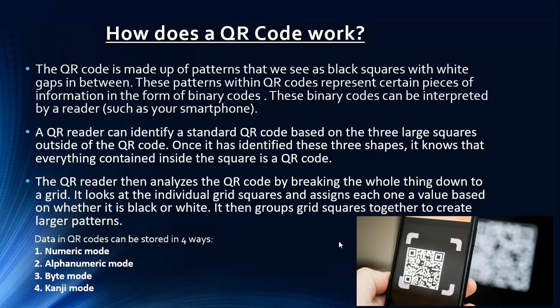It looks at the individual grid squares and assigns each one a value based on whether it's black or white. It then groups grid squares together to create larger patterns. Data in QR codes can be stored in four ways: numeric, alphanumeric, byte, and kanji.